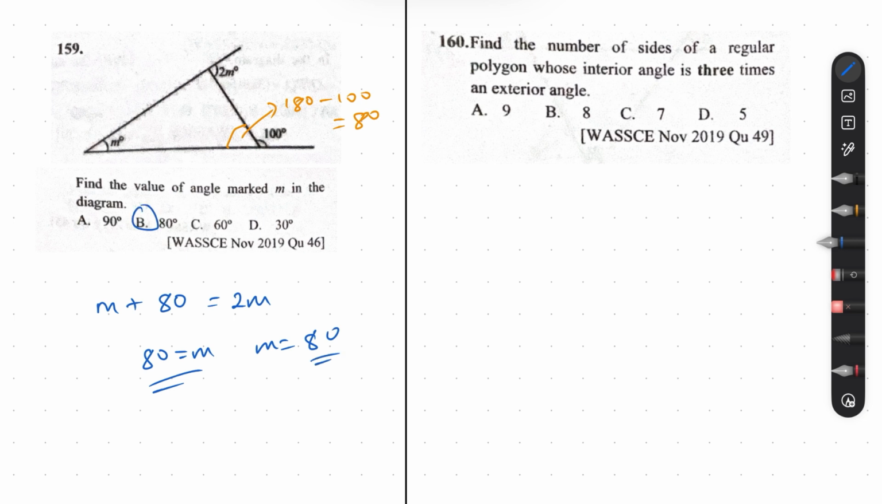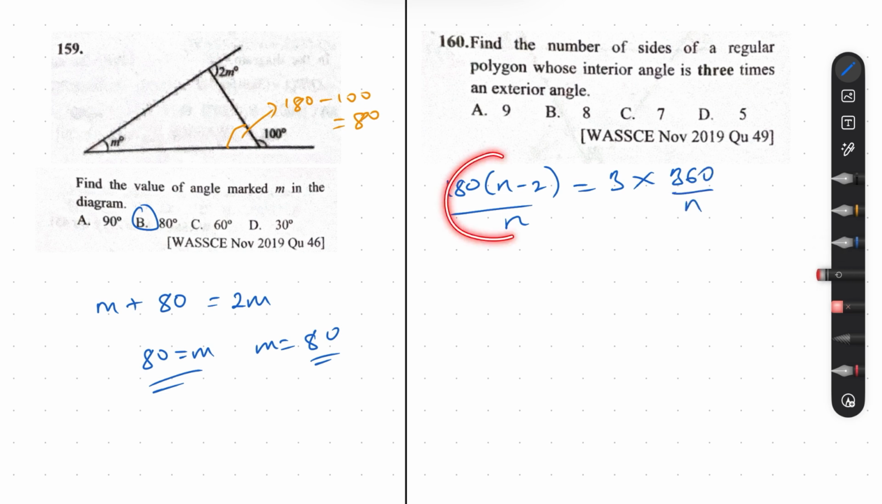Let's move on to question number 160. The question says, find the number of sides of a regular polygon whose interior angle is 3 times an exterior angle. What that means is the interior angle, which is 180(n minus 2) over n, is equal to 3 times the exterior angle, which is 360 over n. And we are told that the interior angle is 3 times the exterior angle. So we just need to find the value of n.